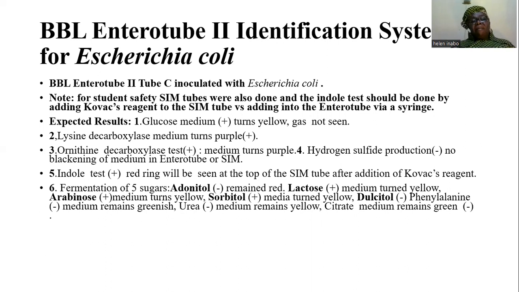For the urease test, the urea medium remains yellow, while the citrate medium remains green. It means that E. coli is negative for the citrate utilization test.